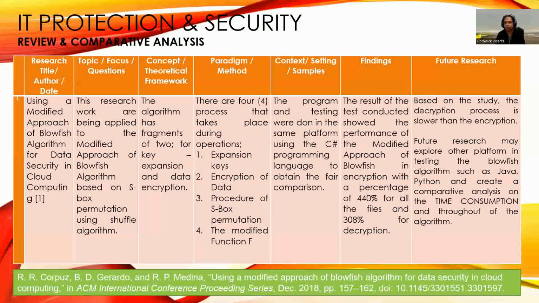The results of the test showed the performance of the modified approach Blowfish algorithm, with a percentage of 440% for encryption across all the files and 308% for decryption. So based on the study, the decryption process is slower than the encryption. Future research may explore other platforms for testing the Blowfish algorithm, such as Java and Python, and create a comparative analysis on the time consumption and throughput of the algorithm.